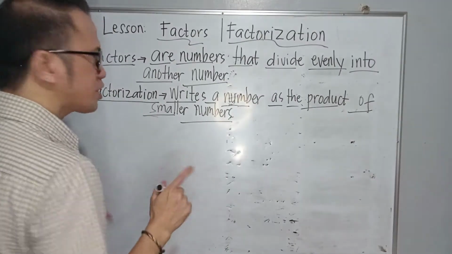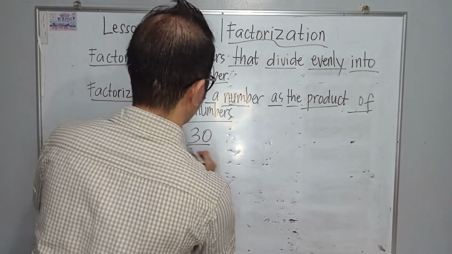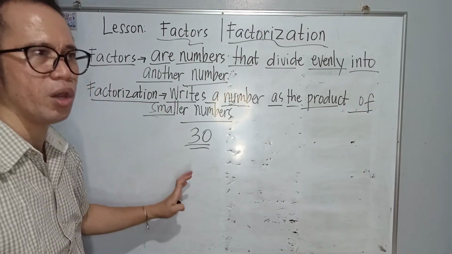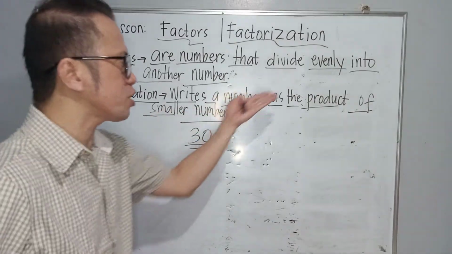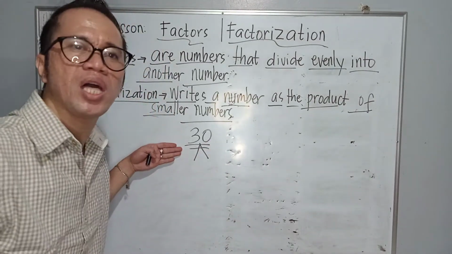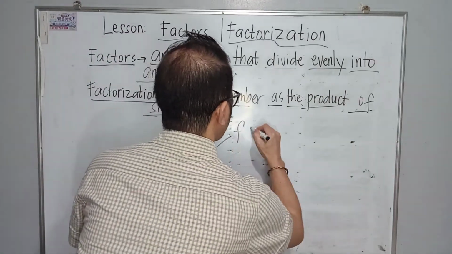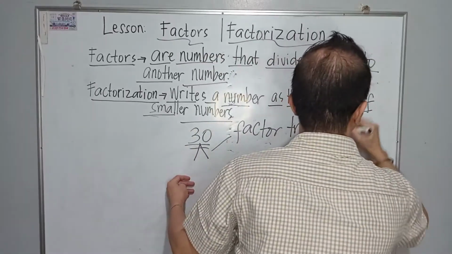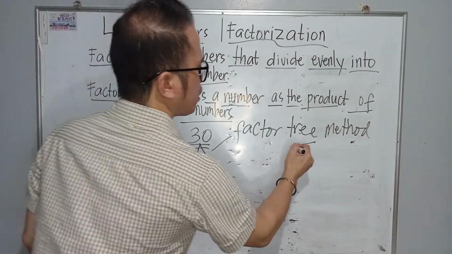Here we go. So for example, class, we have 30. 30 is what we call the factors. So now we are going to find out the factorization. Remember that factorization writes a number as the product of smaller numbers. So let's factor 30, class, with the factor tree method. Okay, we're going to factor 30 using a factor tree method.